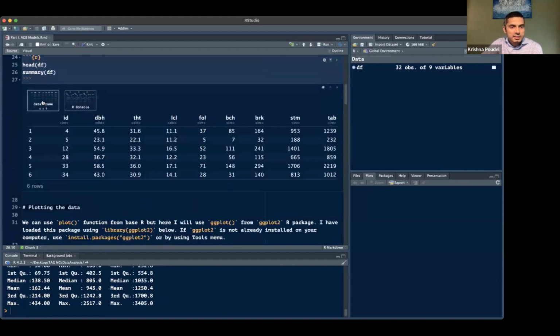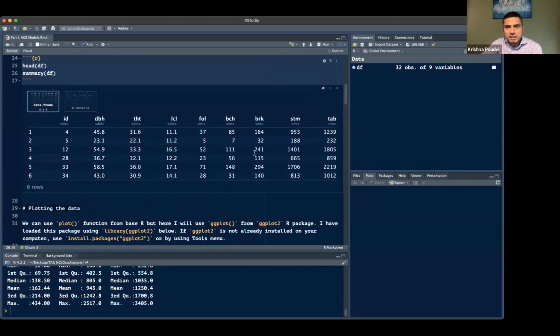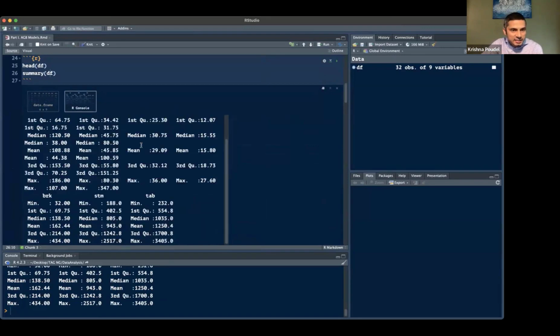So here are the first 6 rows. We have ID, which is an arbitrary ID for the tree, DBH, diameter at breast height in centimeters. THT is total tree height in meters. LCL is the length of live crown in meters as well. Then foliage biomass, branch biomass, bark biomass, and stemwood biomass. And TAB is total above-ground biomass. The summary of the data is printed here as well.